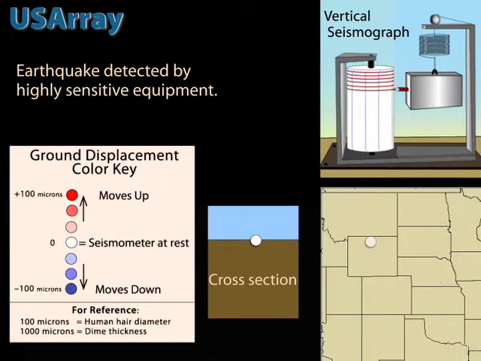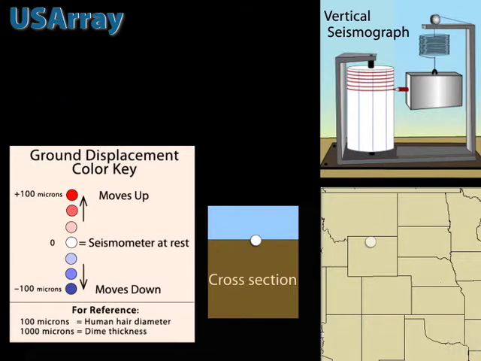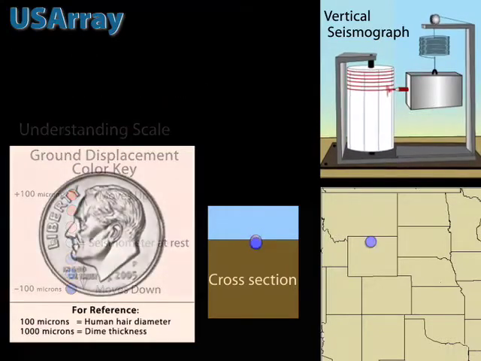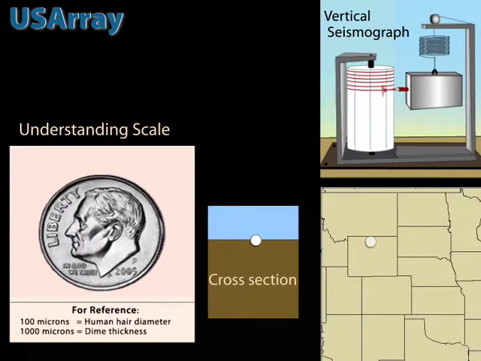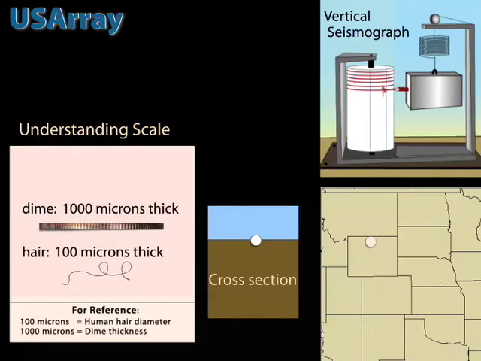shows about 60 microns of up-down motion in this image. For reference, a dime is 1,000 microns thick, and a human hair is less than 100 microns.